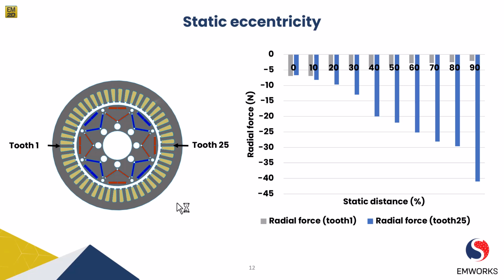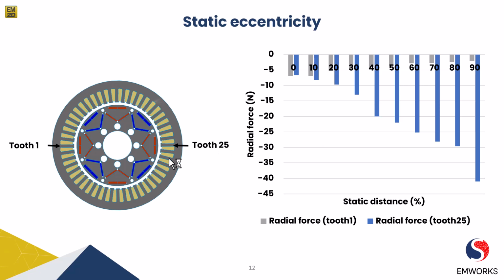This decrease in tooth 1's torque can be attributed to the reduced flux linkage and smaller effective air gap between the rotor and tooth 1 due to the eccentricity. Conversely, tooth 25, which is diametrically opposite to tooth 1, experiences an increase in the magnetic field strength as the eccentricity increases.